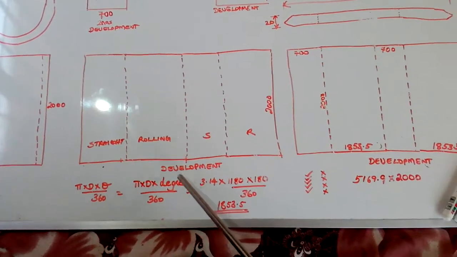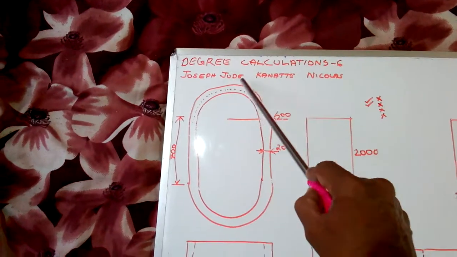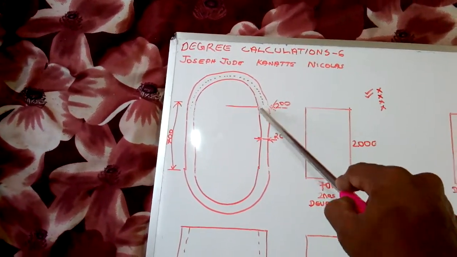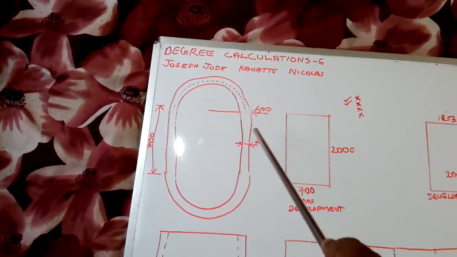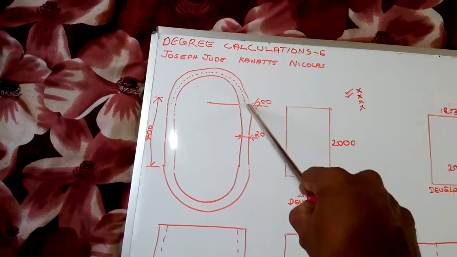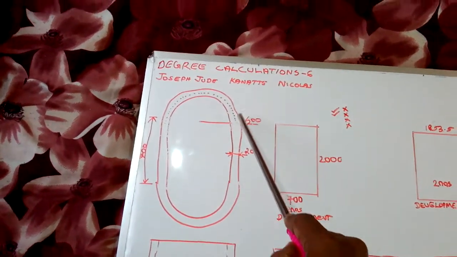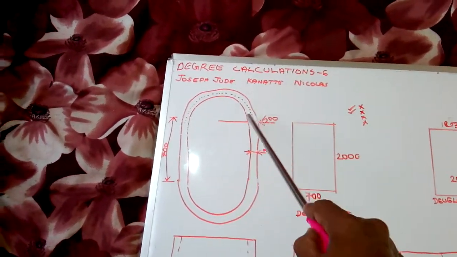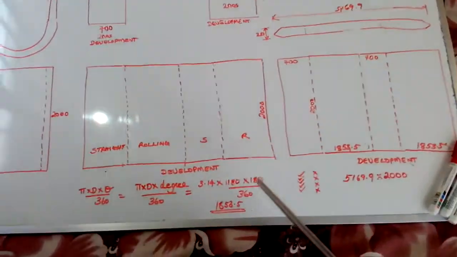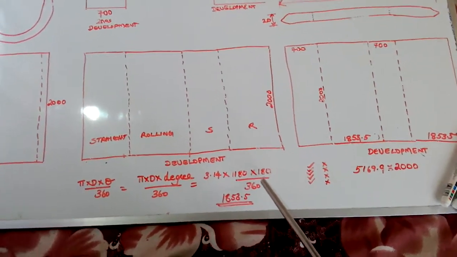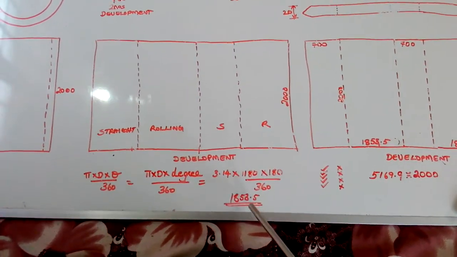So pi d into degree, this degree is 180 degree. It is a half round. From here to here is a half round because this straight line is coming from the tangent of this round. From this tangent it starts, because of that this round is a half round. This is 180 degree. Full round is 360 degree and half round is 180 degree. So degree is 180. Pi d into 180 divided by 360. When we use this formula, we get this much measurement.